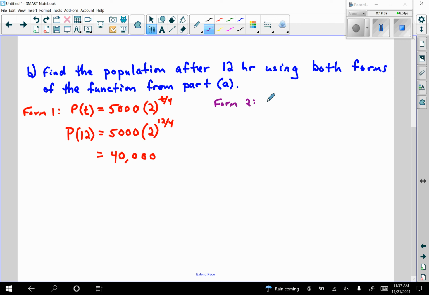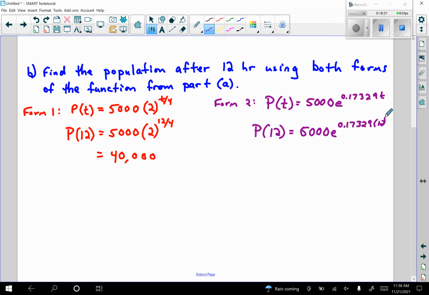All right, so form 2, this was P of t is equal to 5,000 times e to the 0.17329 times t. So now we'll do P of 12 this way. And we also get 40,000. But this is approximately 40,000, where the other one came out to equal exactly 40,000. Okay, and just 2 more examples.